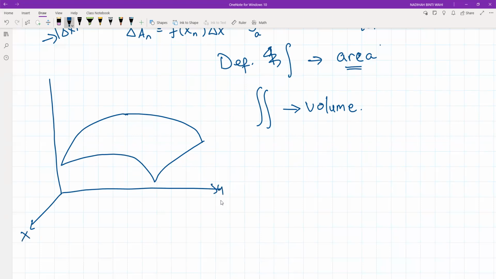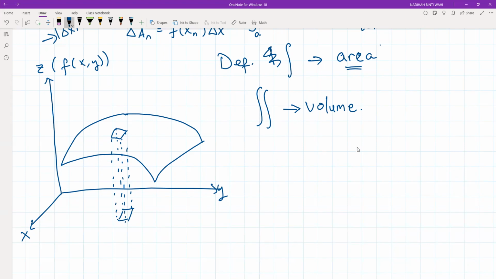This is X and Y, and then Z, or f(x, y). Okay, I want to look into a small rectangle here and I want to project it onto the XY plane. So, small like that.